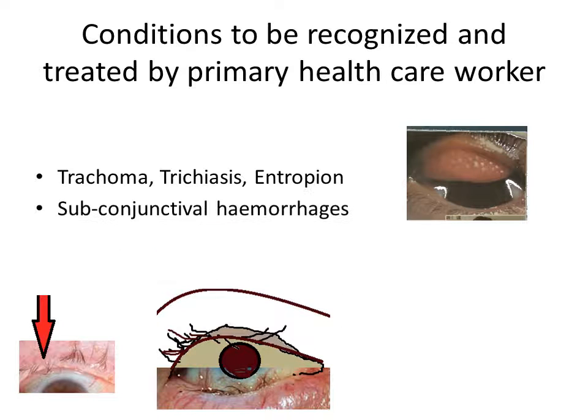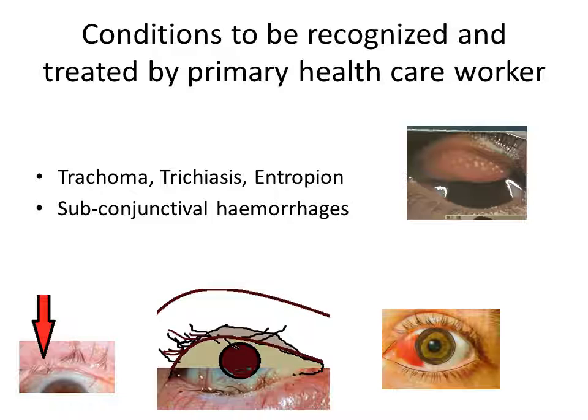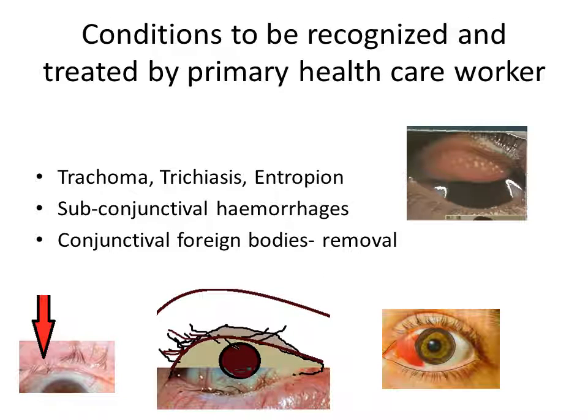Some conjunctival and subconjunctival hemorrhages can be recognized by the primary healthcare worker and, to some extent, watched and observed. Conjunctival foreign body removal, corneal foreign body removal, or referral to higher level.